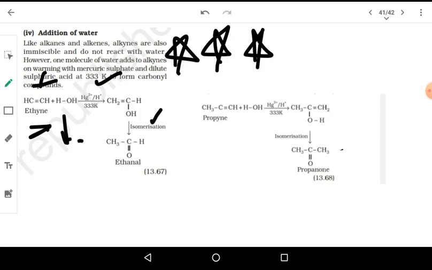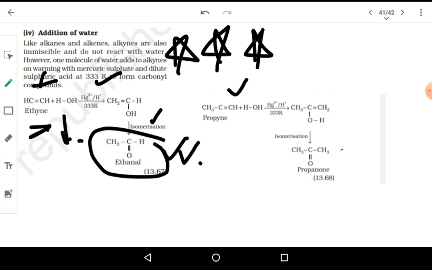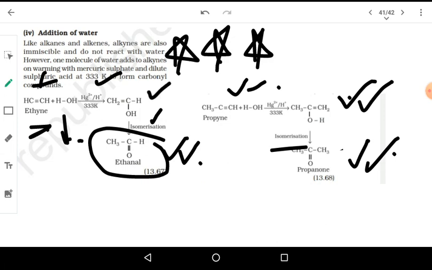Then it will undergo keto-enol tautomerism, as a result of which it is going to form the keto form, that is this. Here, if I consider another example, which is an unsymmetrical alkyne, what we have to do? First step is we have to add hydrogen to that part which is having excess of hydrogen, and OH to that part which is having deficit of hydrogen, and then we have to carry out the keto-enol tautomerism, and as a result we are getting a ketone. So if we have hydrogen, then it is going to give us an aldehyde, and if we have methyl groups on both sides, we will be getting a ketone.